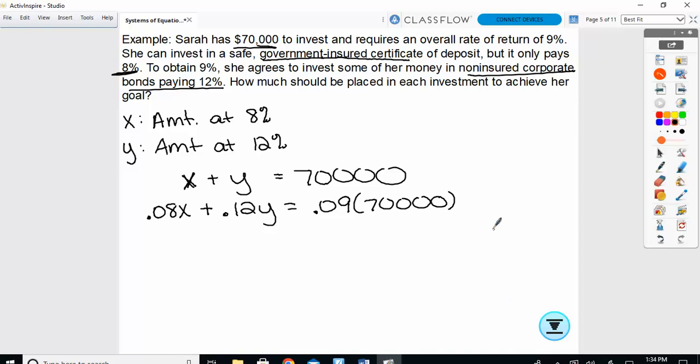Okay. Now, could you go ahead and multiply that 0.09 times 70,000 if you wanted? Yeah, absolutely. You don't have to leave it like that. I'm just trying to show you exactly where this came from. So what is 0.09 times 70,000? 63.